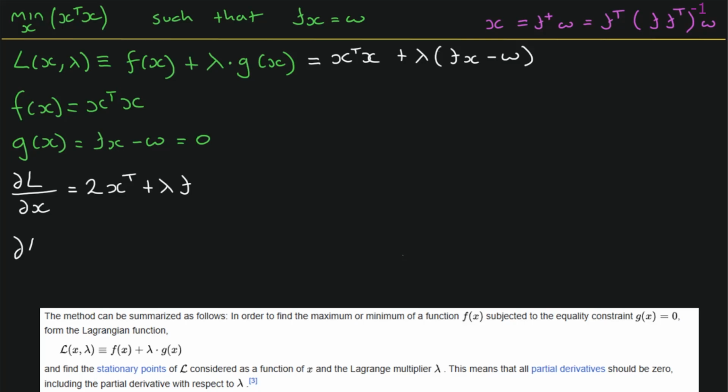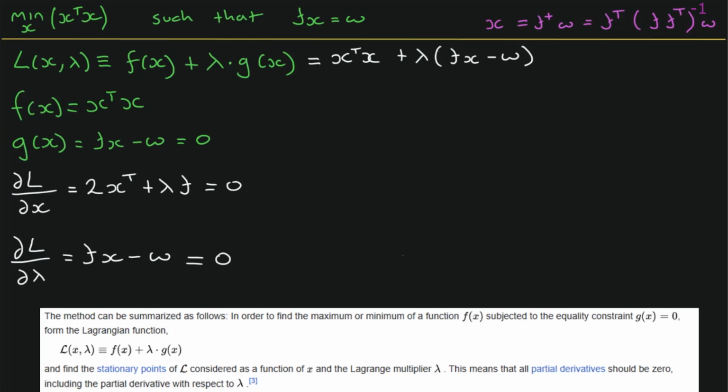And now our partial derivative of L with respect to our multiplier is just everything in the brackets here. So that's our Jx minus w. And both of these partial derivatives are equal to 0.